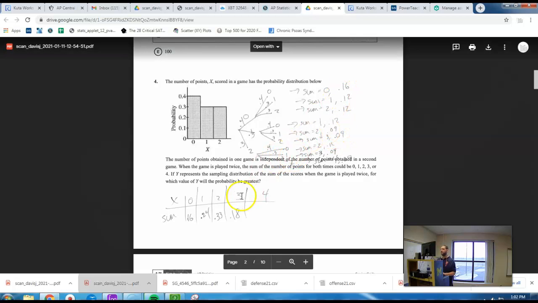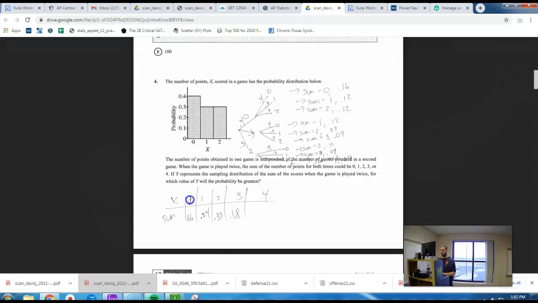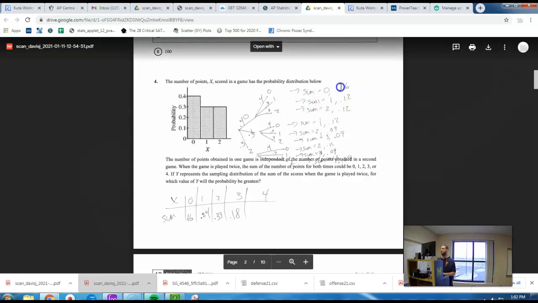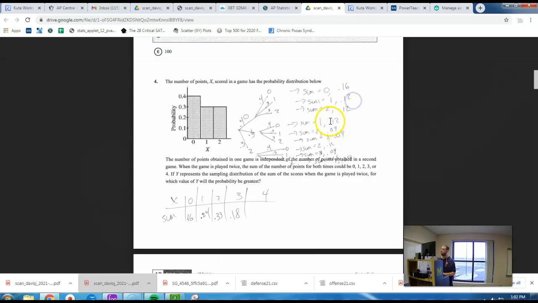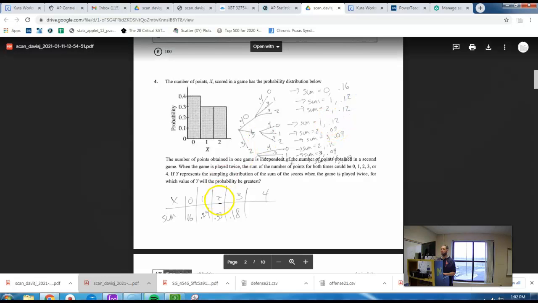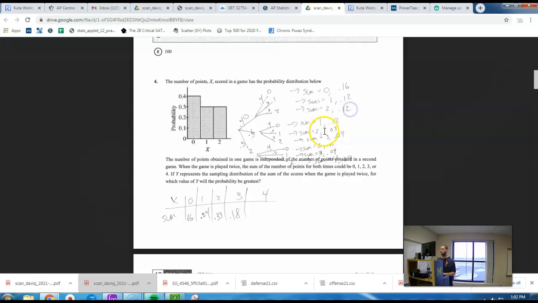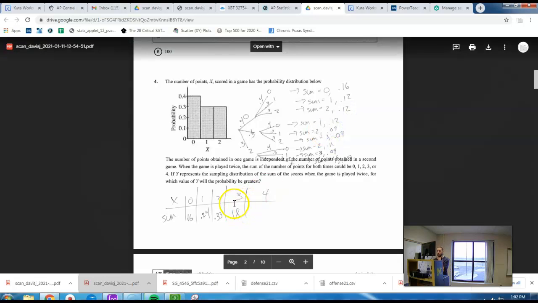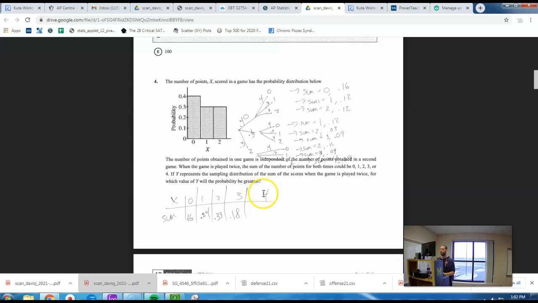And then I'm just going through and figuring out, okay, 0, there's only one way that can happen, 16% of the time. 1, well, that could happen here, which is 12%, or here, which is 12%. 2, that could happen here, which is 12%, here, which is 9%, or here, which is 12%. And I'm just going through and figuring out because they want the one that is the most likely.